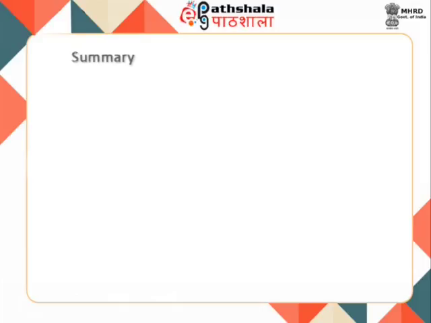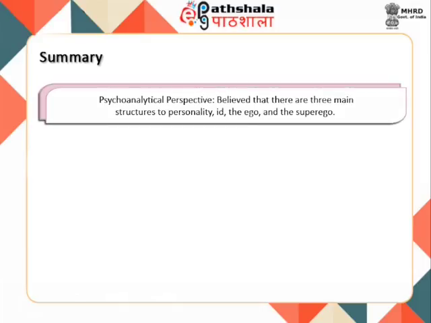Let us summarize what we have learned in this module. The psychoanalytical perspective of human development asserts: 1. Freud's psychosexual stages of development. Freud believed that there are three main structures to personality: id, ego, and the superego. 2. Erikson's psychosocial theory. He emphasized that development happens throughout the lifespan. He highlighted 8 stages of development of healthy personality.